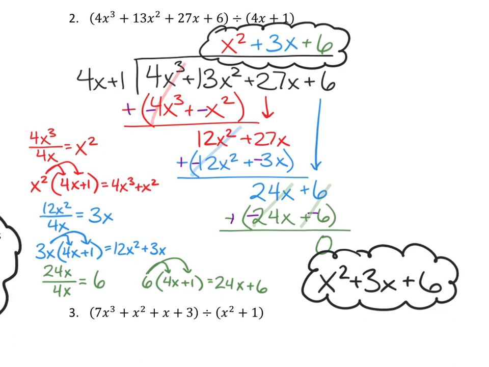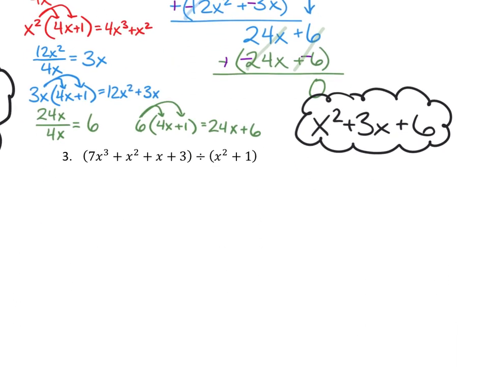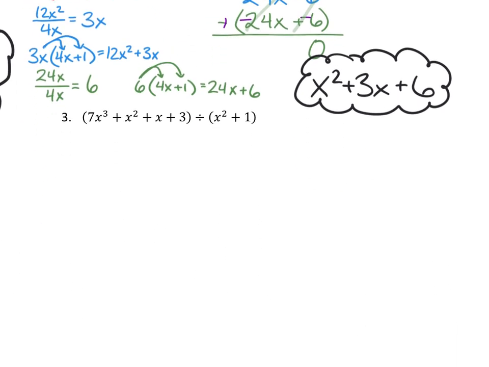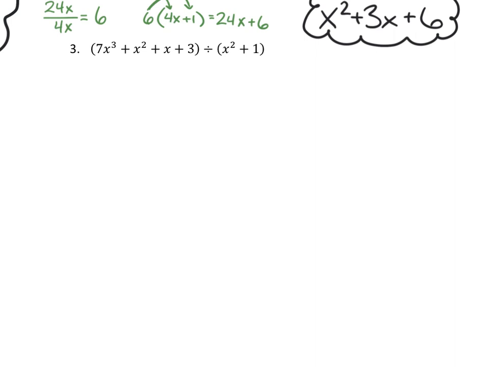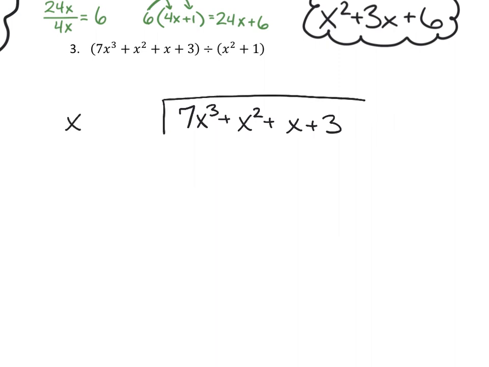Let's try it. Now, this one, the steps are still the same. There's just a trick to it that we've kind of been skipping the whole time. When I write down the house for this one, it should actually look like this. And I want you to tell me why I wrote it like this. This should be 7x cubed plus x squared plus x plus 3 on the inside, and x squared plus 0x plus 1 on the outside. Whoa. Why did I write it like that?